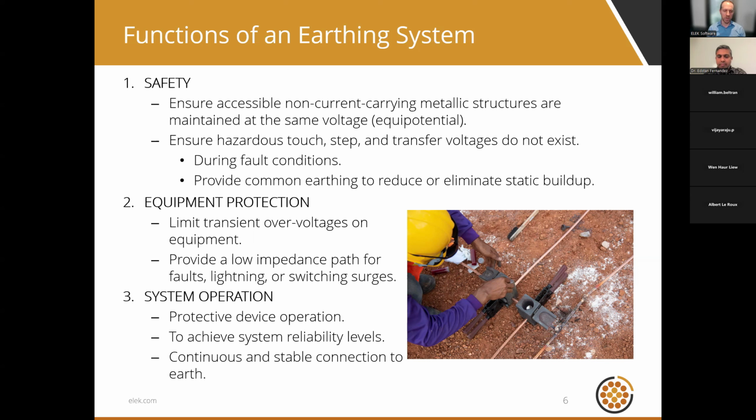Equipment protection: of course, earthing is very important for switchgear operation and our protection systems. It ensures protective device operation and helps us achieve system reliability levels. It provides a continuous and stable connection to Earth.